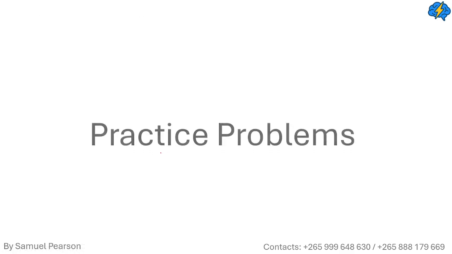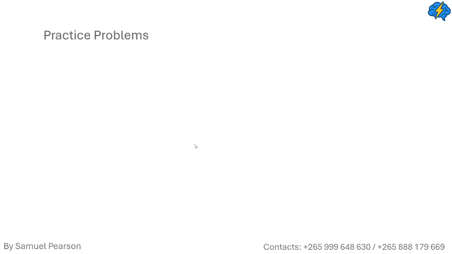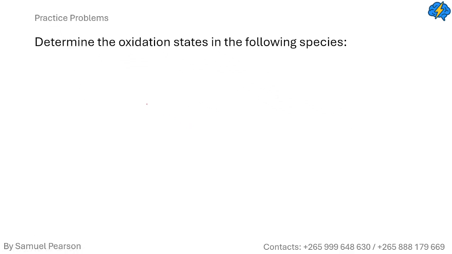Now let's do some practice problems. Let's try applying the rules and see how they work in a practical scenario. Number one, determine the oxidation states in the following species. In other words, for every atom in that compound, we should determine its oxidation number.